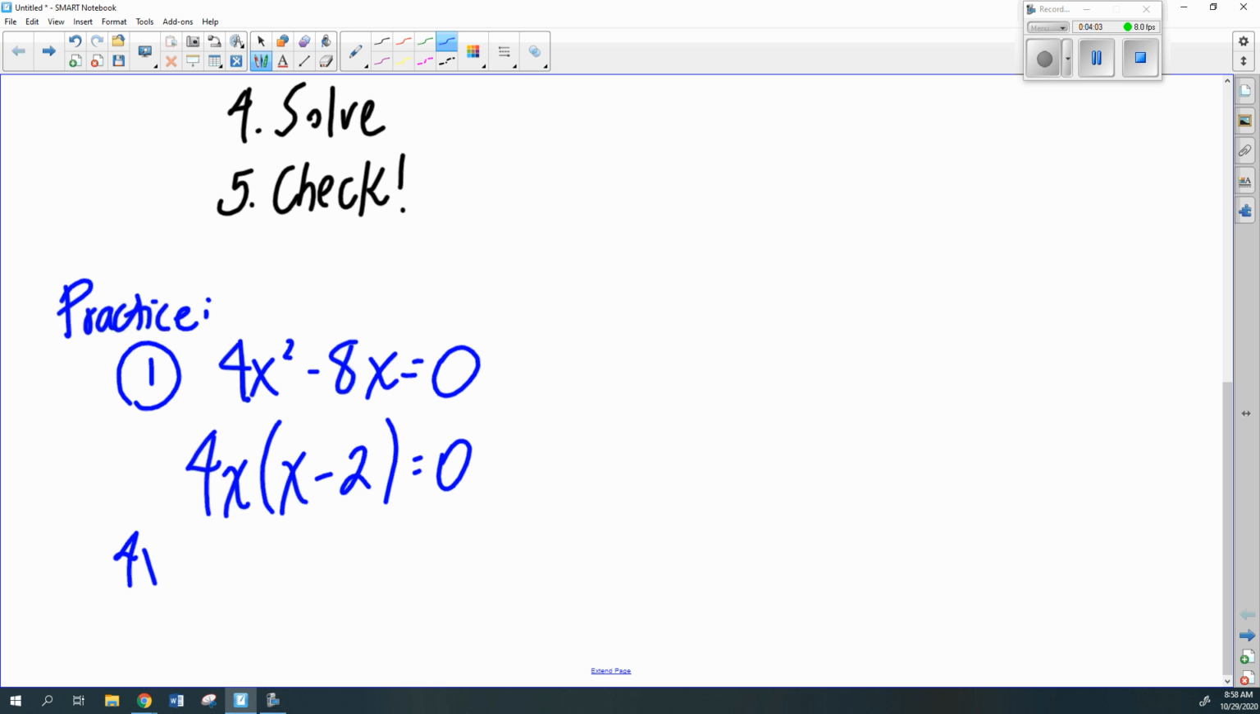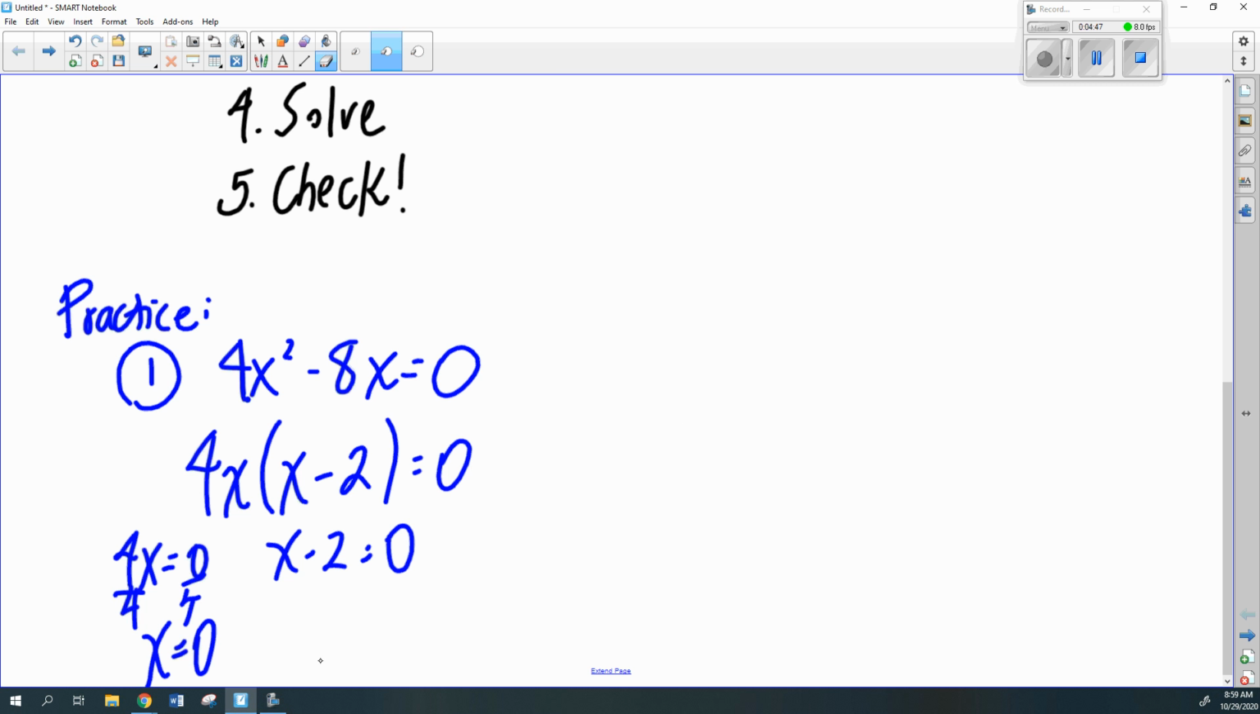Set each factor equal to 0. What's the next step? Solve. That means get x by itself. How do I solve that first one? You divide by 4. And I know why you're saying you don't, and I'm going to review that in just a second. You divide by 4, and you actually do get x equals a number. But if it were just regular 4 equals 0, there's no x, then you're right. You can't solve it because there's no x. That's the kind you cross out. But if it has an x, you've got to solve it.